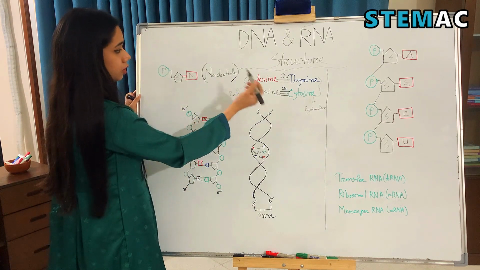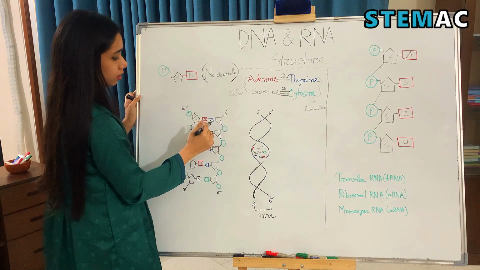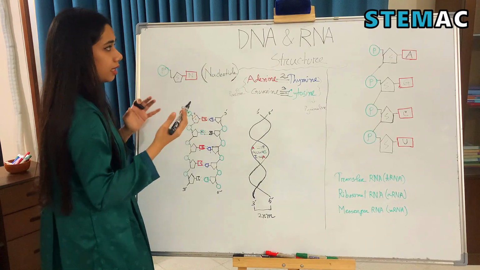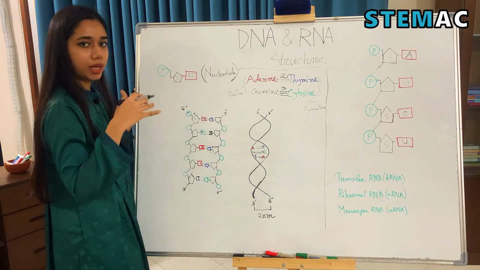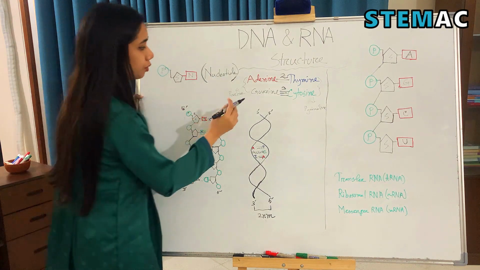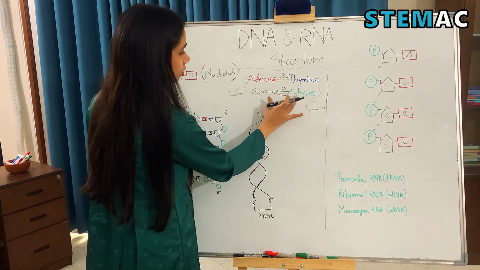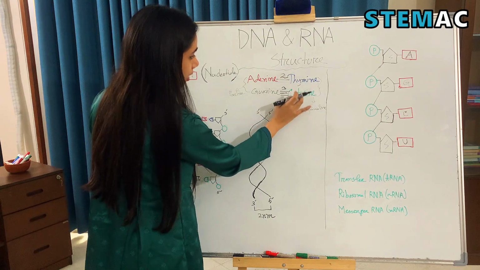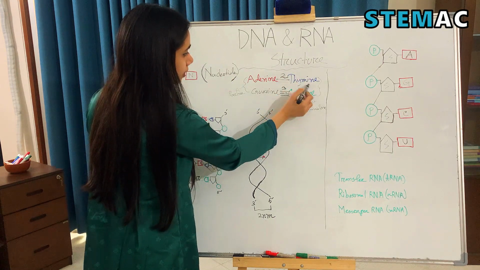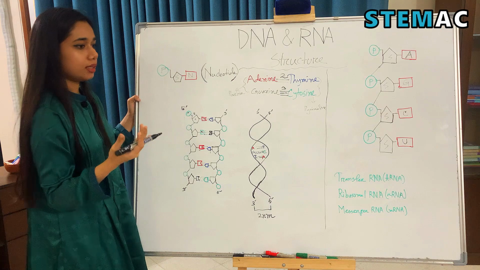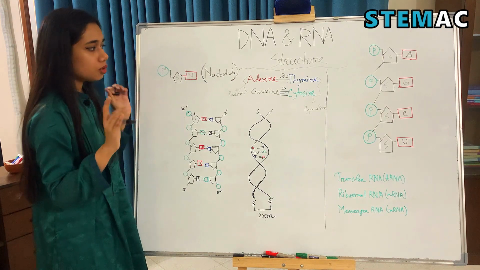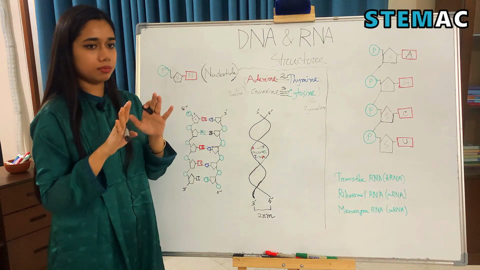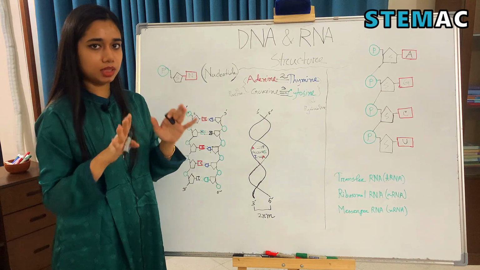So if we were to put the purines together, they would have required a distance of more than 2 nanometers. But if we were to put these 2 pyrimidines together, the thymine and cytosine, they would have required a distance lower than 2 nanometers. So in this case, the distances are not similar, right?